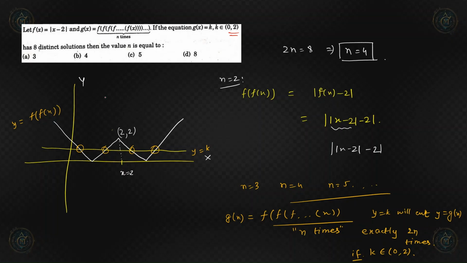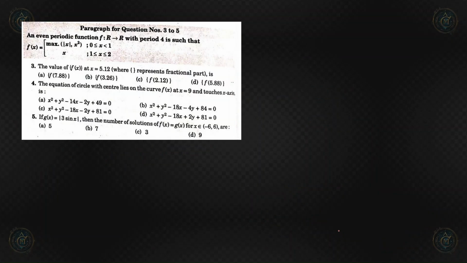So what will be our correct option here? Option B will be our correct option, okay. Next we have a paragraph question and we have 3 questions based on this paragraph, okay. Let us solve this first paragraph.